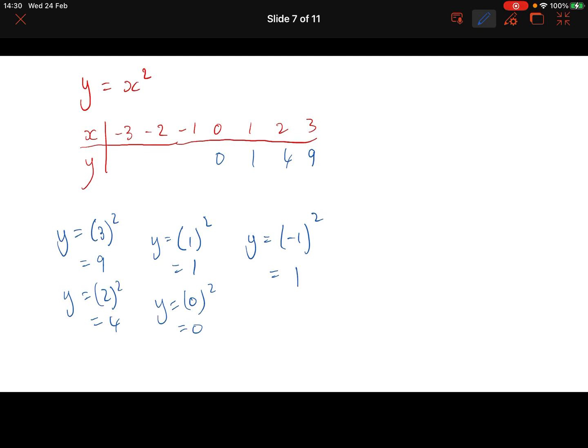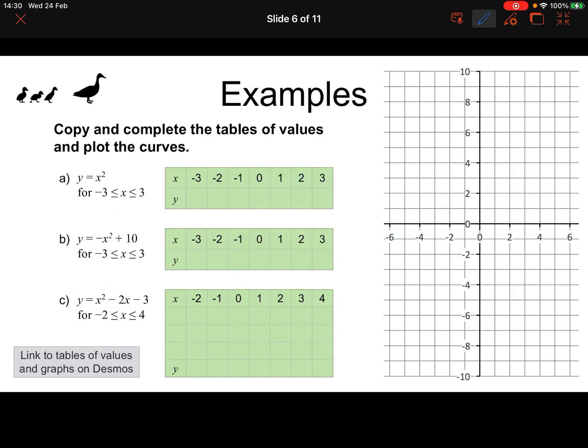Then x is equal to -2, so y is -2 squared. Negative times a negative is a positive, it's +4. x is equal to -3, then -3 squared is +9. So these are the values. Let me just copy them in. It's going to be 9, 4, 1, 0, 1, 4, 9.